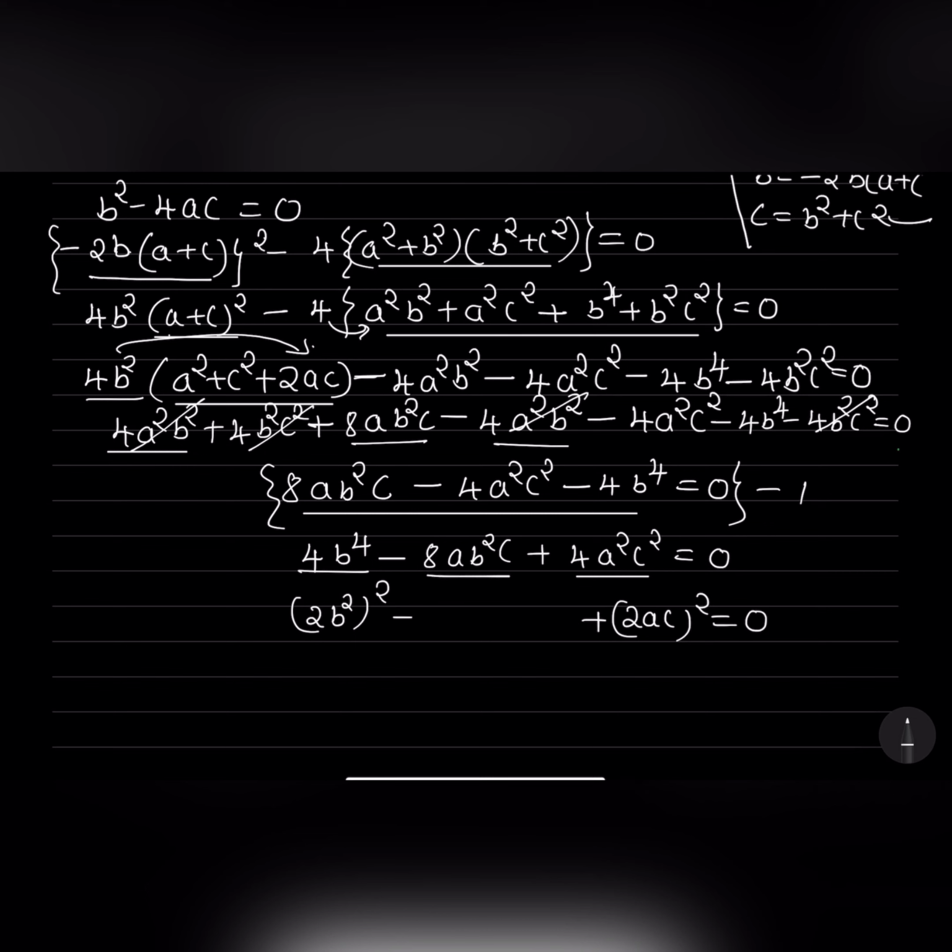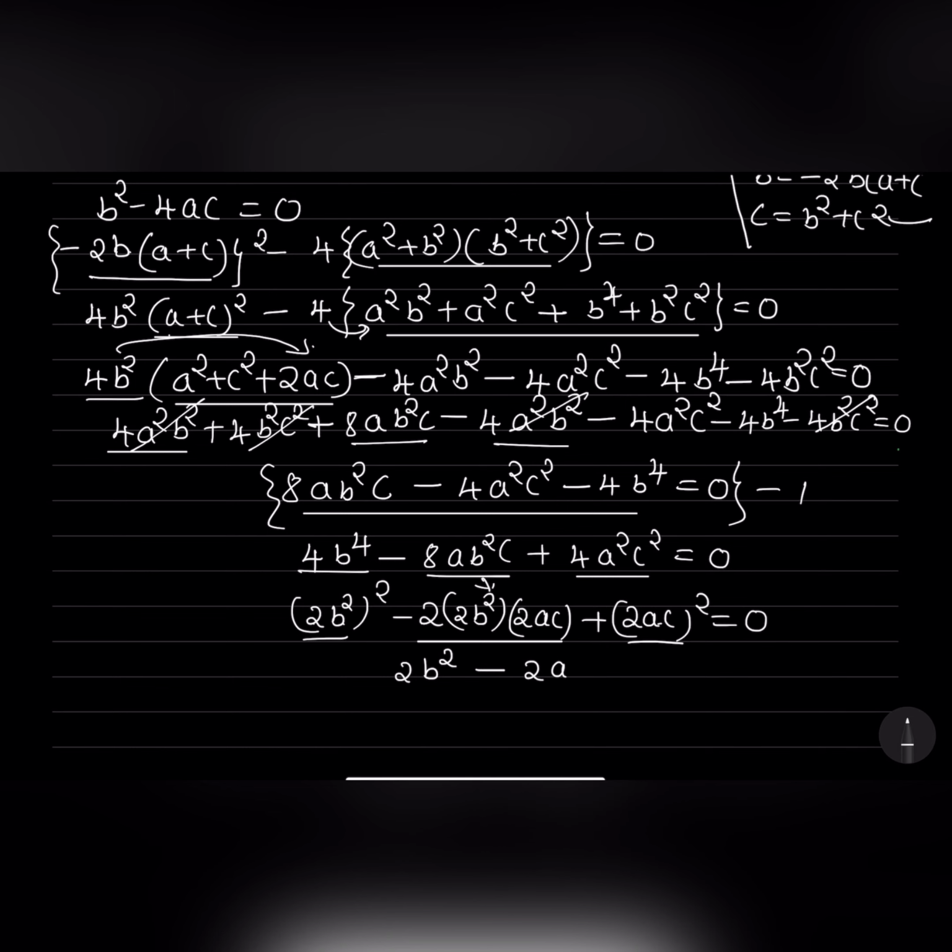And the center term, we can split that center term, 2ab, right? a square minus 2ab plus b square. It is in the form of that. So it will be 2 into a is 2b square, and b is 2ac. So if you multiply this, we'll get 8ab square, and this can be written as (2b square minus 2ac) whole square equal to 0.